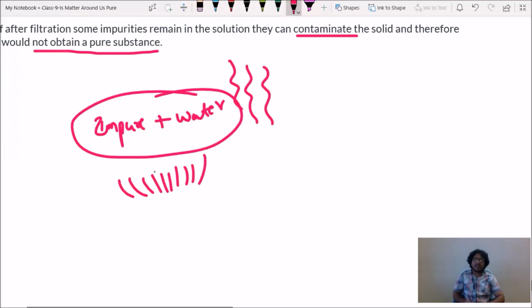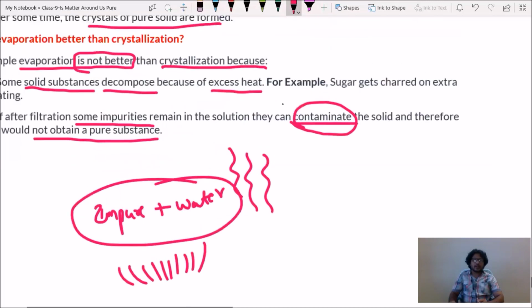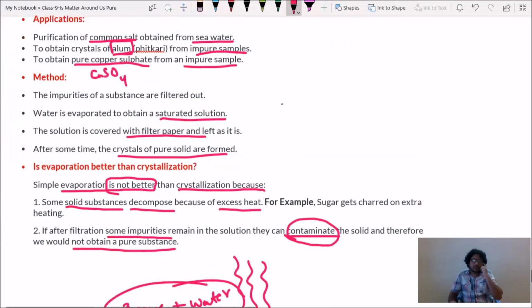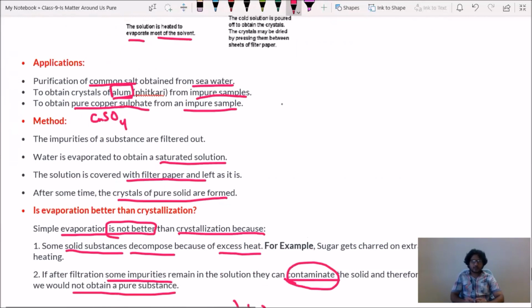And the second one, the filtering. After the filtration, there will be some impurities. Because of the presence of those impurities, the total solid will be contaminated. Hence, we cannot get a pure substance from evaporation. So, these are the topics of separation techniques.